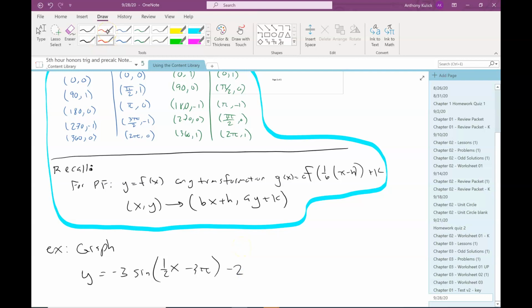Okay. So let's say we want to graph y equals -3 sine of (1/2 x minus 3 pi) minus 2. The first thing that I'm going to want to do is try to rewrite my function so that it's in this form. In this case, what does that really mean that I need to do?